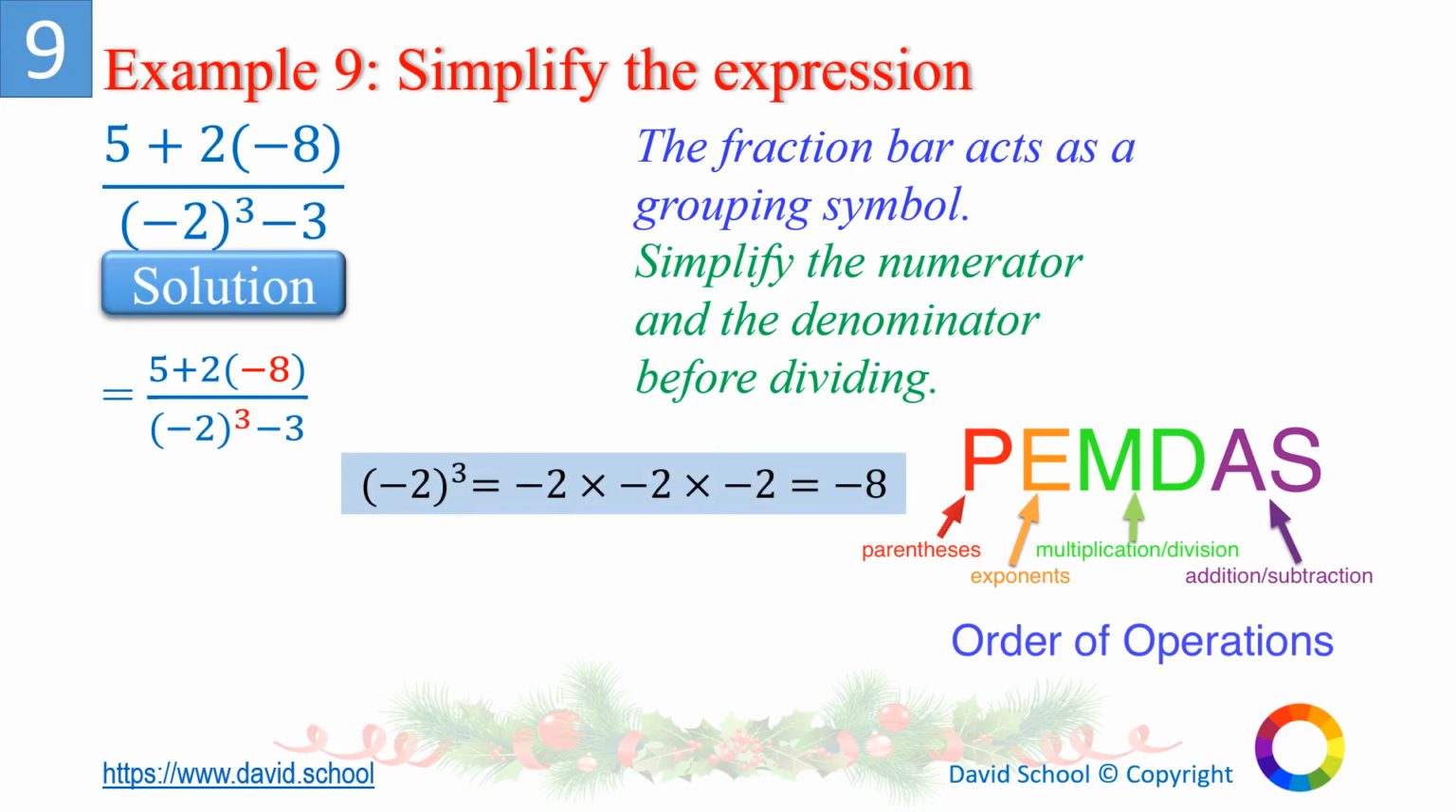Here, negative 2 cubed is a power, which means negative 2 times negative 2 times negative 2, which is negative 8. We use this result. 5 minus 16, negative 2 cubed is negative 8, minus 3, which is negative 11, over negative 11, which is 1.